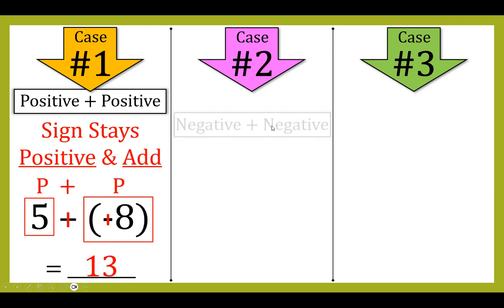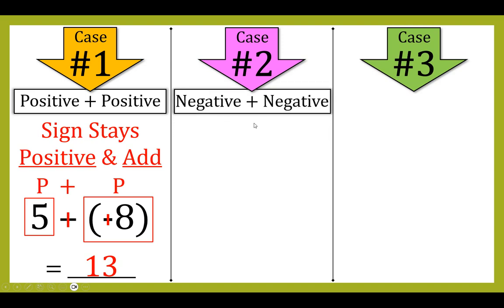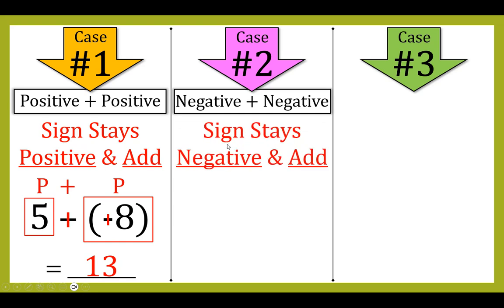Let's look at case number 2, a negative plus a negative. So the sign stays negative and I'm going to add. So here's an example, negative 7 minus 9. Here is my subtraction problem. I'm going to change it into an addition problem. I'm going to make that a plus, and now my 9 becomes a negative. So here I have negative 7 and negative 9.